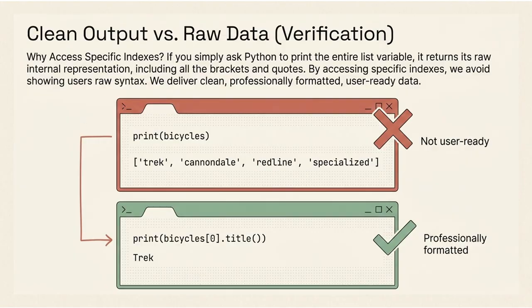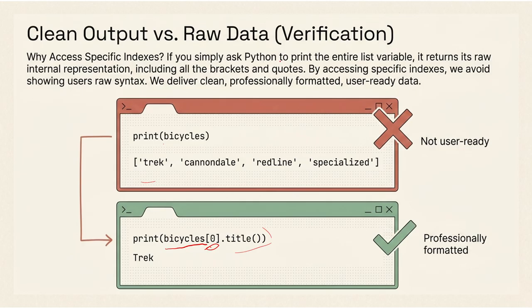Now let's move on to the next slide. Here we have clean output versus raw data verification. If you just type print of bicycles, it will just print this list. But a user might be interested in just a particular item. So you have to type bicycles and access its index so that you can get that particular item, and then you apply your method over it to convert it to your required format.